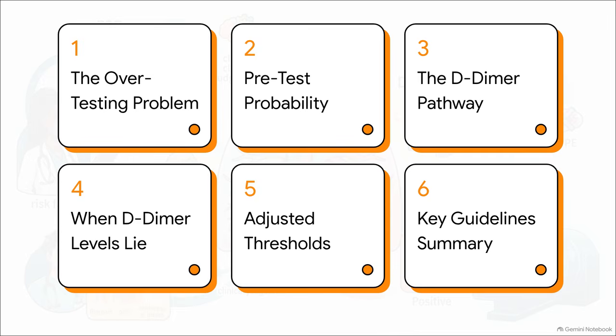First, we'll look at the over-testing problem, then dive into mandatory pretest probabilities. From there, we'll map out the D-dimer pathway, pinpoint exactly when D-dimers lie to us, talk about using adjusted thresholds, and finally, wrap it all up with a summary of the 2026 guidelines.